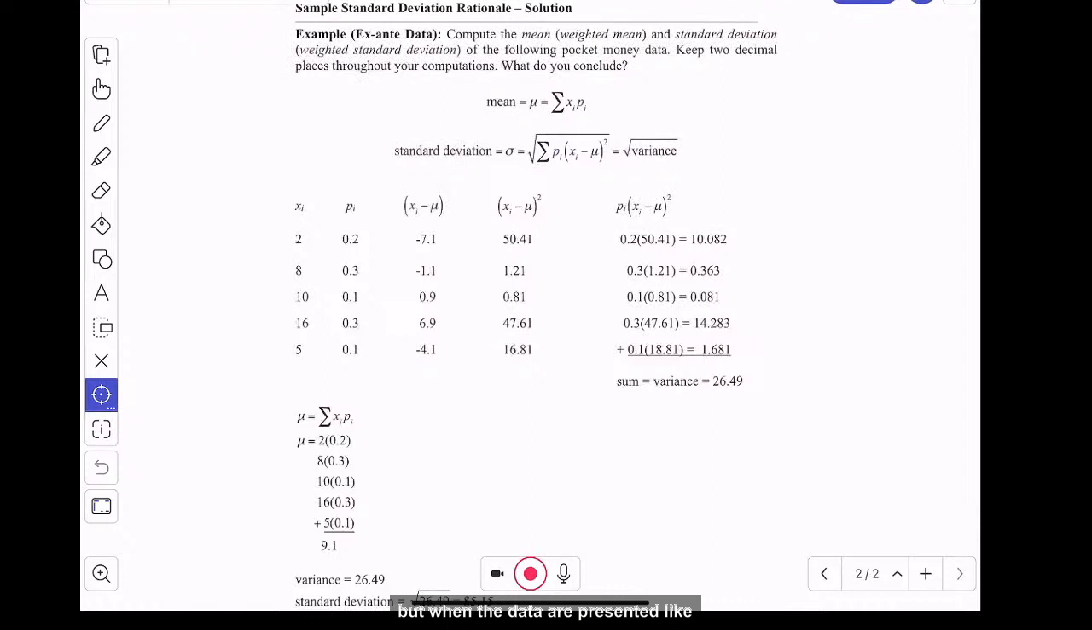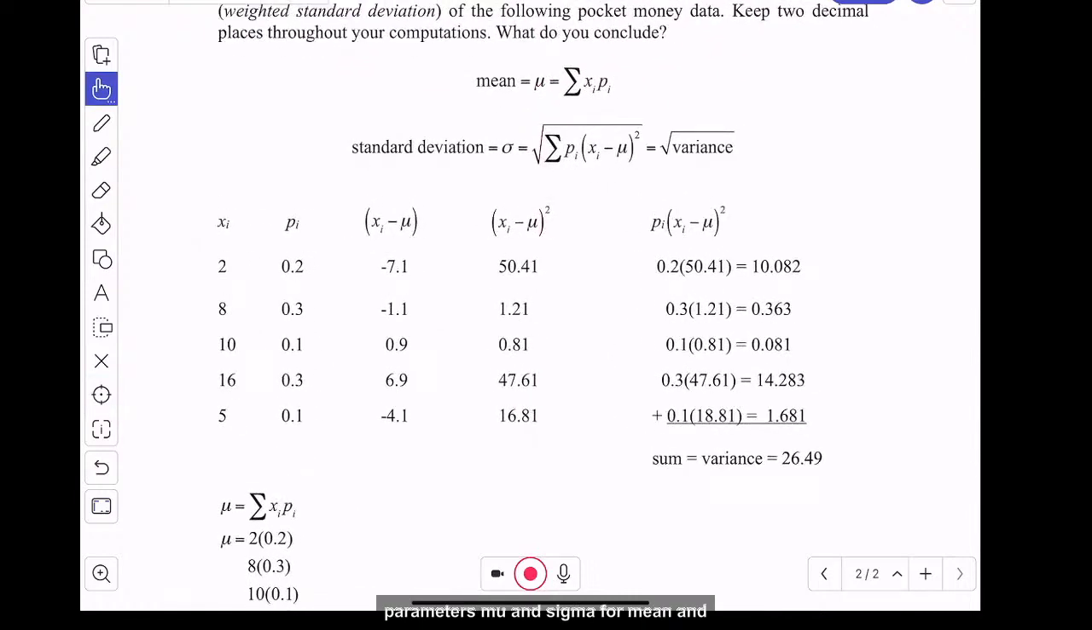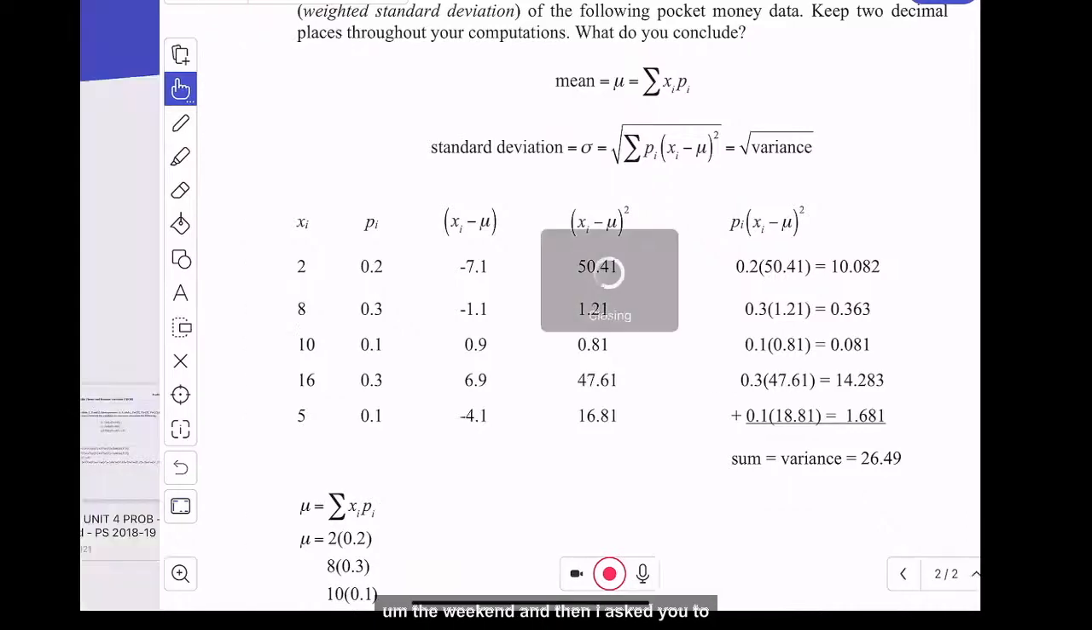But when the data are presented like this, representative of a population, we use symbols that reflect parameters, mu and sigma, for mean and standard deviation. And I demonstrated how to calculate that with Excel. So I expect you to know how to do that. That's what we did before the weekend.